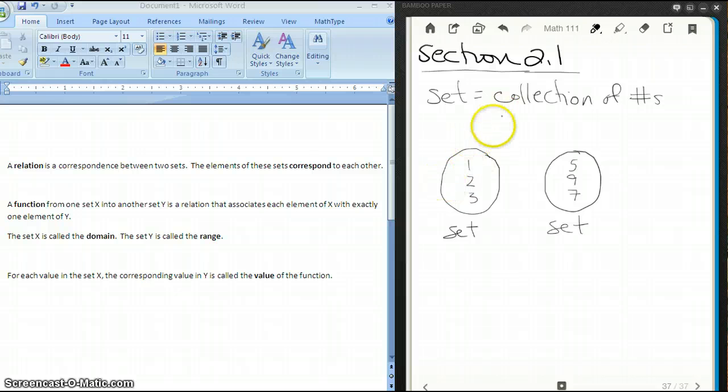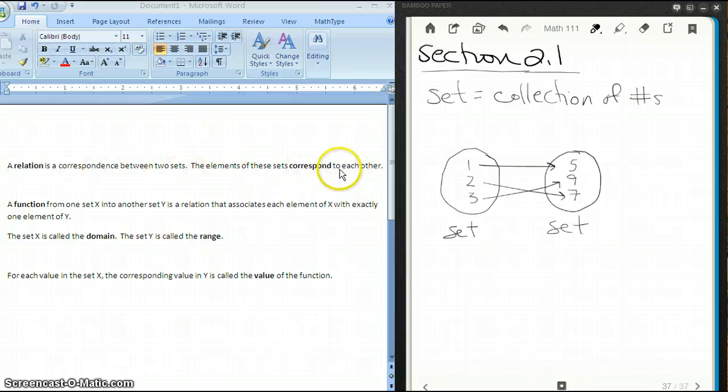Well, we can say that these two sets are actually related to each other. They have a relation between the two of them. And maybe the relation says that 1 is related to 5, and 2 is related to 7, and 3 is related to 9, for some reason. When we do this sort of thing, it's called a relation. This is a correspondence between two sets, and that's over here in our definitions. So this is the definition: a relation is a correspondence between two sets.